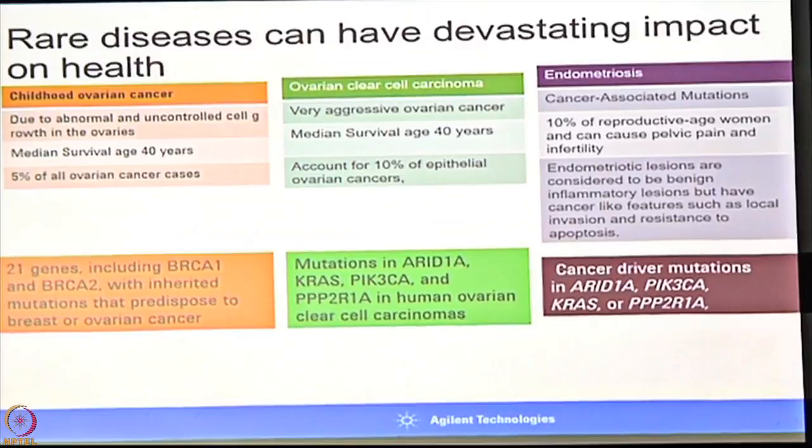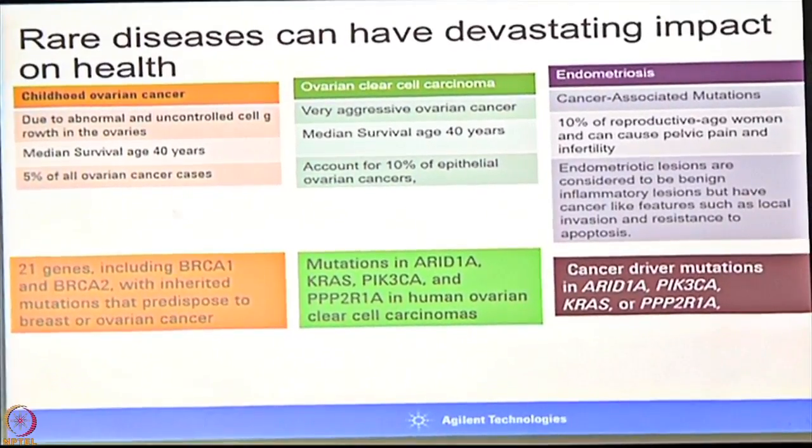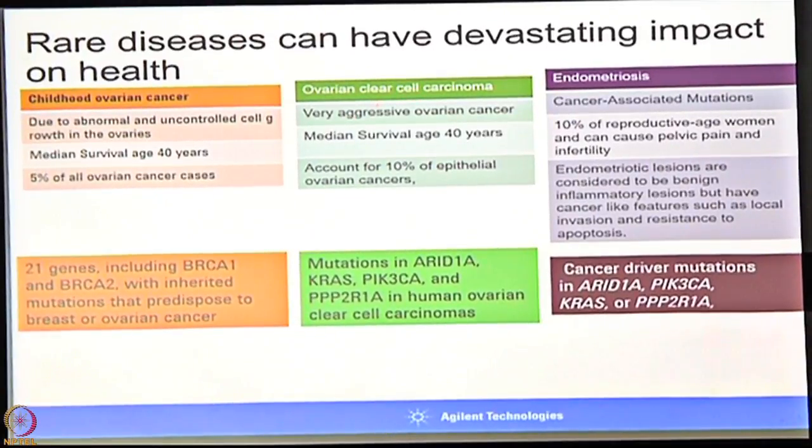Some more are included in the ICMR project. This is childhood ovarian cancer, ovarian cell carcinoma, and endometriosis, and multiple genes are involved in these diseases also. So these are also incorporated in the ICMR registry.